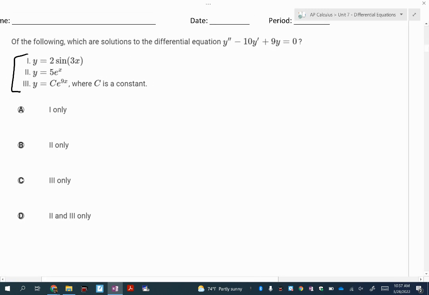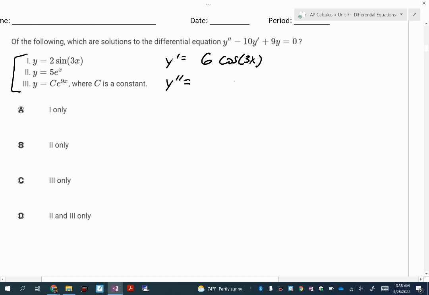All right, I notice in my differential equation, I have the original function y, I have the single prime, so the first derivative, and I have the second derivative. So I need to do all 3 of these. So I have y prime, derivative of sine is cosine. Don't forget the chain rule. Derivative of 3x is 3 times that original 2 gives you 6.